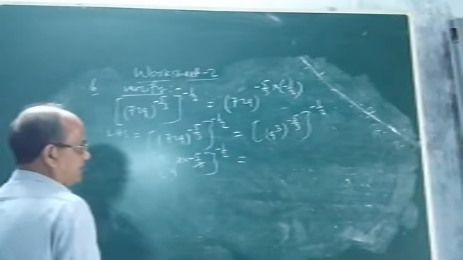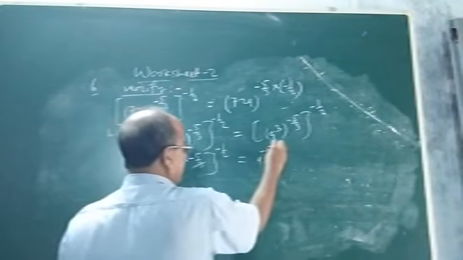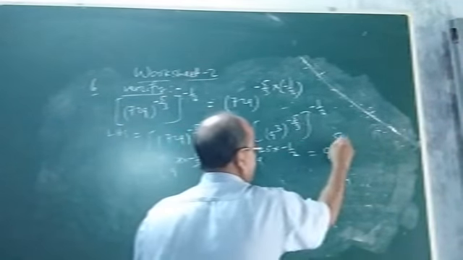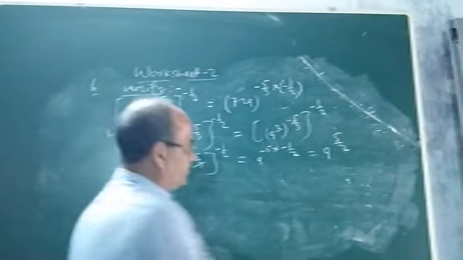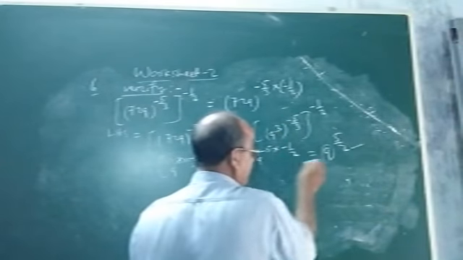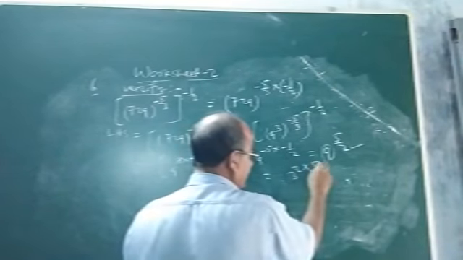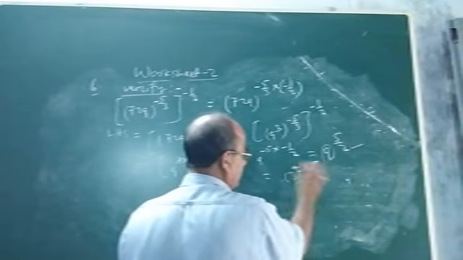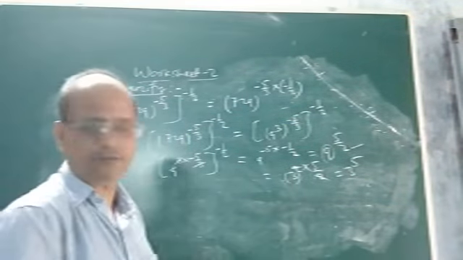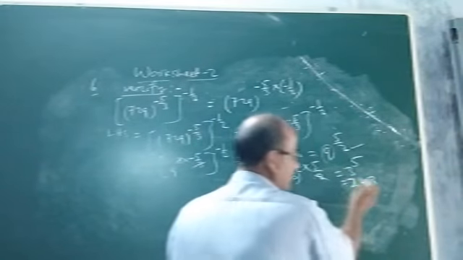Now 3 and 3 cancel. So this will be 9 to the power minus 5 into minus 1 by 2. See? So this will be 9 to the power 5 by 2. Okay. Now what to do? Look at the denominator. The denominator is 2. So express 9 as 3 to the power 2. So 3 to the power 2 into 5 by 2. Now 2 and 2 cancel. It is 3 to the power 5. And 3 to the power 5 is how much? It is 243. So this will be the value of LHS.